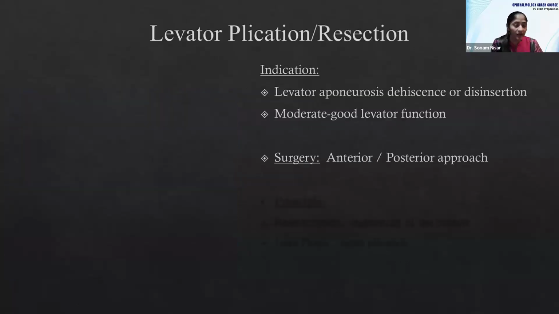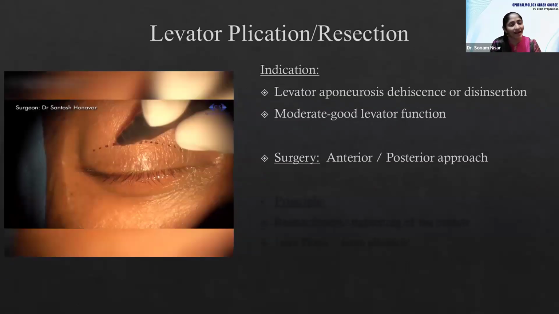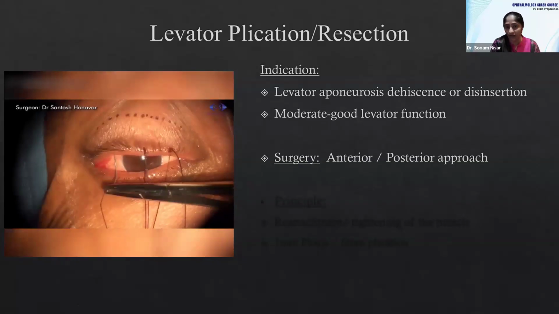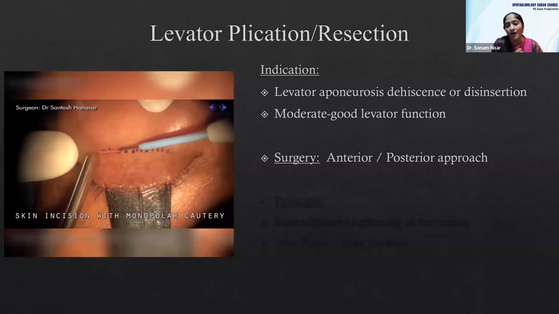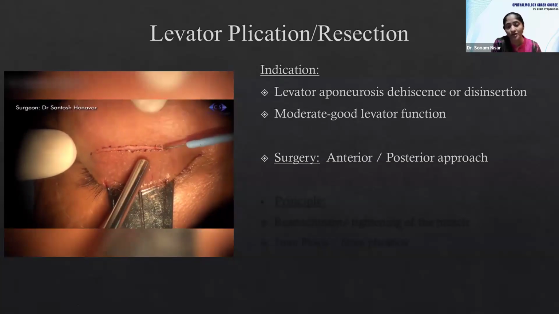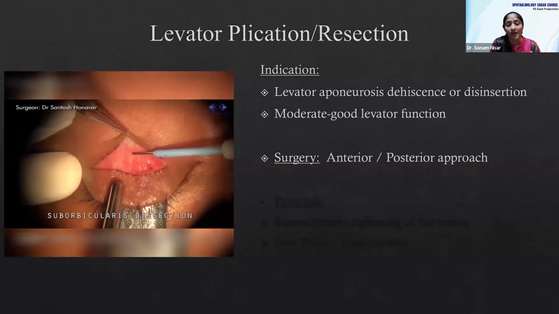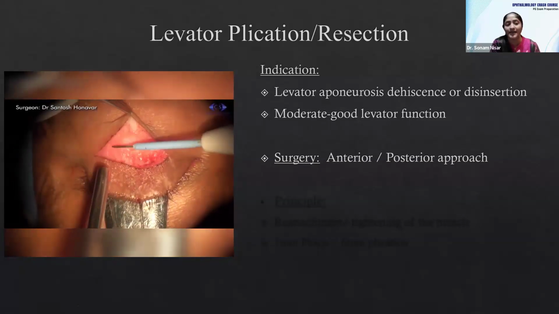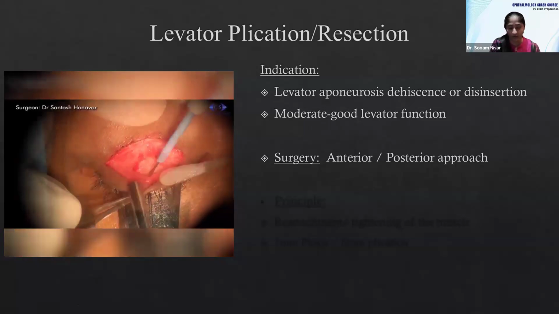Next is one of our favorite surgeries, that is levator plication or levator resection. It has two approaches. It can be done either through an anterior approach, that is transcutaneous, or a posterior approach, that is transconjunctival. Now, each surgeon has their own preference, but more or less, when you're doing it transcutaneously, you also get the chance to form a very good lid crease as compared to the posterior approach. The indications of levator plication, levator resection are when you have a moderate to good LPS action, and you have mild to moderate ptosis. In patients with very poor LPS action, this is not the preferred choice of surgery.